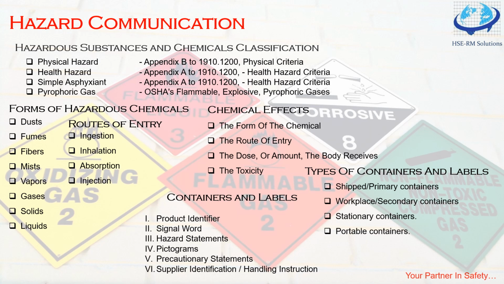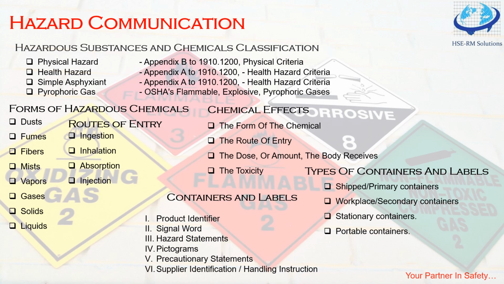So what is chemical effect? Correct. The effect chemicals have on various organs of the human body depends on several important factors. So what are those factors? The form of the chemical. In which state is the chemical? That means is it in solid state, liquid state, or gas state? When you know this, you will be easily able to identify what the next phase or next stage is that it can convert to.